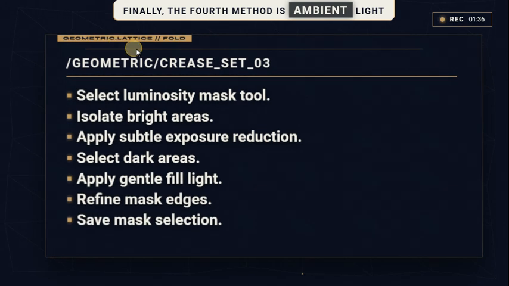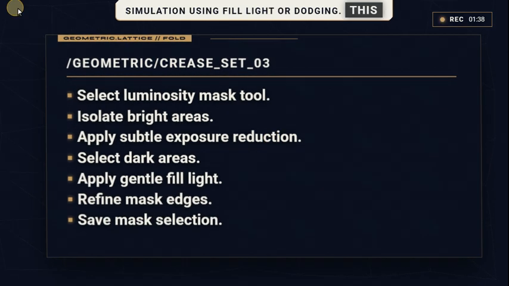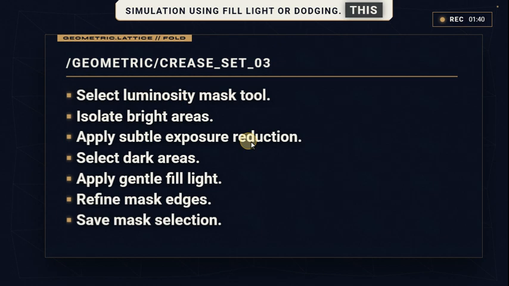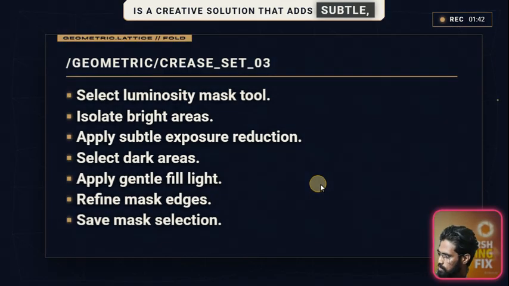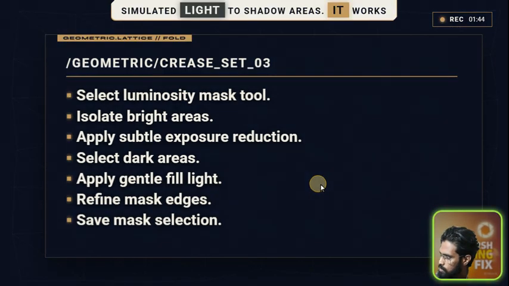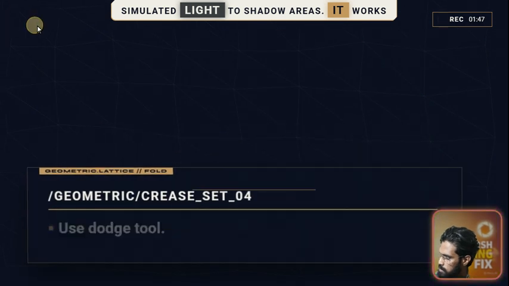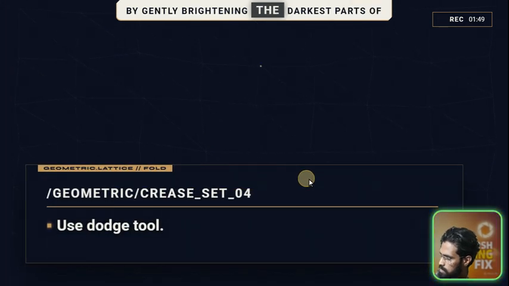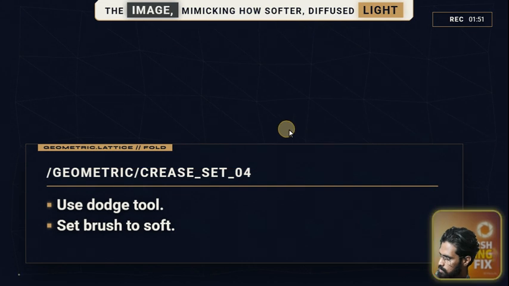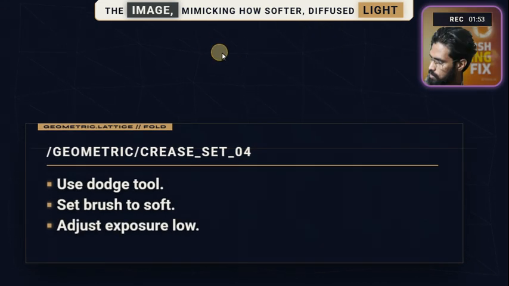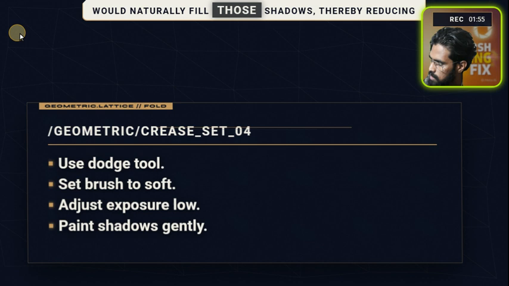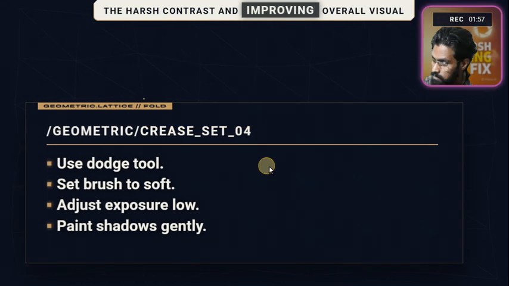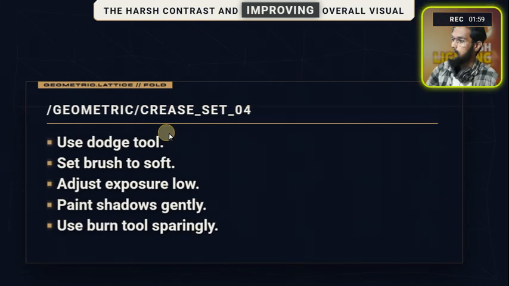Finally, the fourth method is ambient light simulation using fill light or dodging. This is a creative solution that adds subtle, simulated light to shadow areas. It works by gently brightening the darkest parts of the image, mimicking how softer, diffused light would naturally fill those shadows, thereby reducing the harsh contrast and improving overall visual coherence.